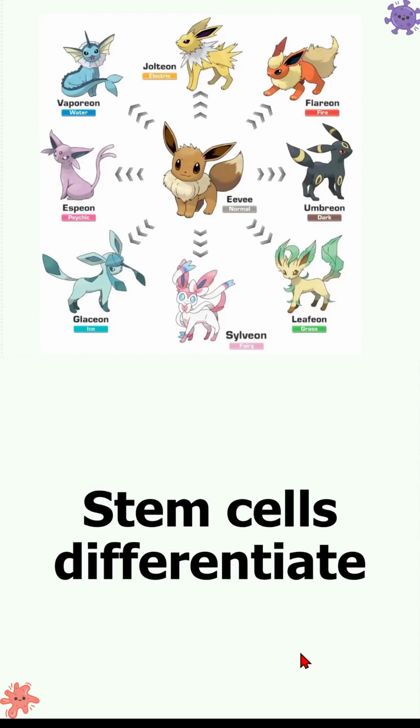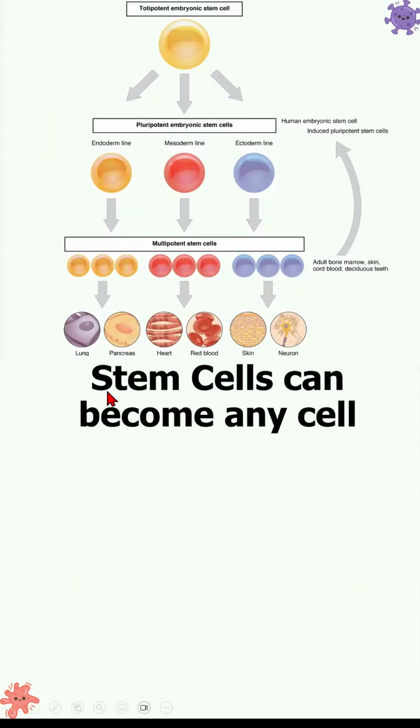Hello, in this video, we are going to be talking about stem cells and how they differentiate. So why do I have a picture of Pokemon here? Well, kind of like the concept of Eevee, which is a Pokemon that can become multiple different types of Pokemon when it evolves. Stem cells are basically the same thing. They are a cell that has not yet fully evolved into its final form, and these stem cells can become different types of cells. So a stem cell, like I said, can become any type of cell.